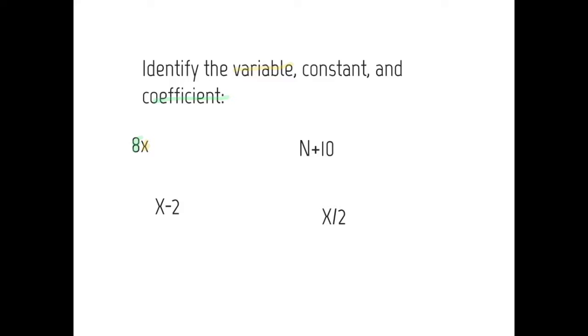Okay, let's look at the next one. Hurry up, Addie. I have n plus 10. What's my variable? Shout it at me. N. Good job. What's my constant? 10. Very good, because it is not being multiplied by a variable. It is being added or subtracted to the equation or the expression. Therefore, it's a constant. And what's the coefficient?